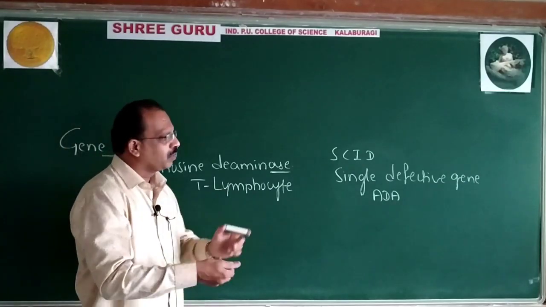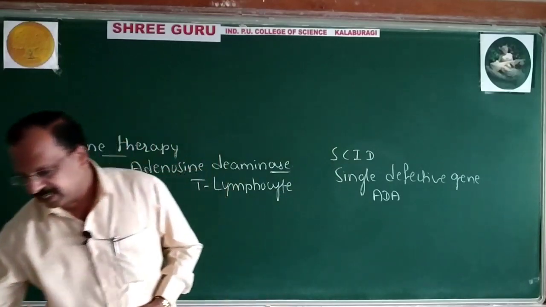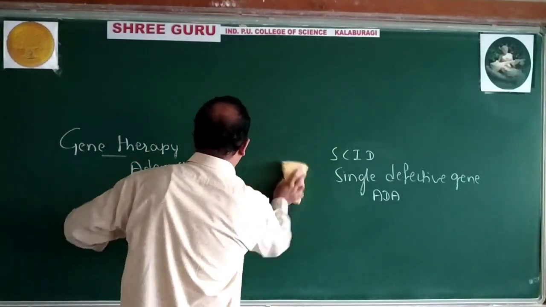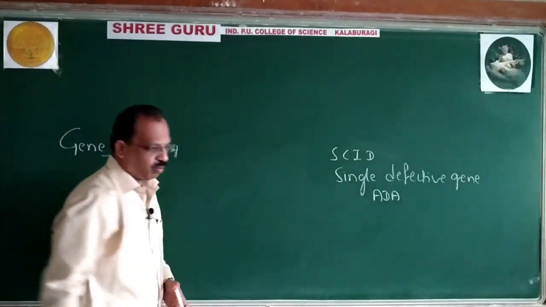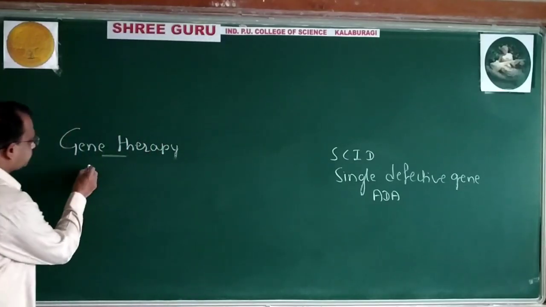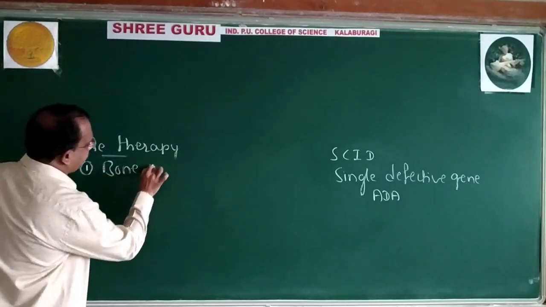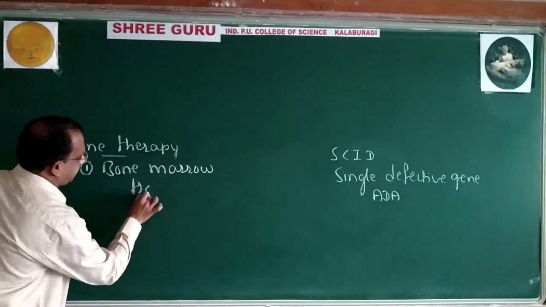Now, the question arises, how are they going to treat this disease? Treatment for SCID. Number one. Bone marrow transplantation. First treatment, bone marrow transplantation.